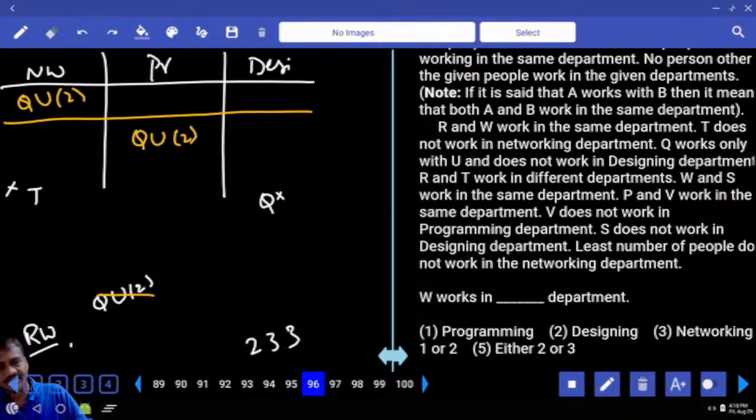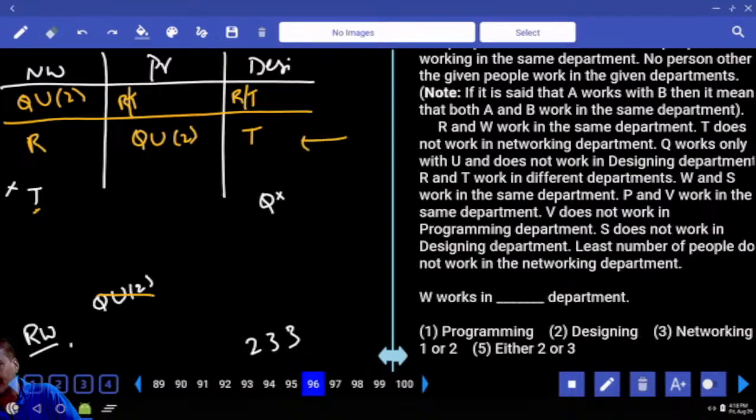R and T work in different departments, RRT or RRT. And RRT works in different departments? No. Now T cannot be here, hence T must be here. If T is here, R is here. Here R and T were fixed.